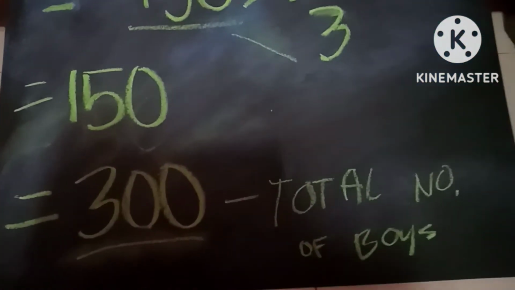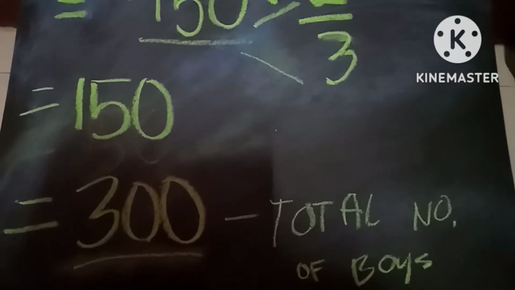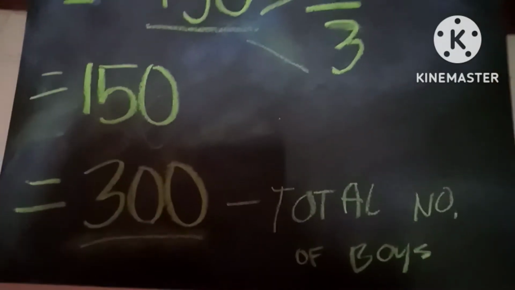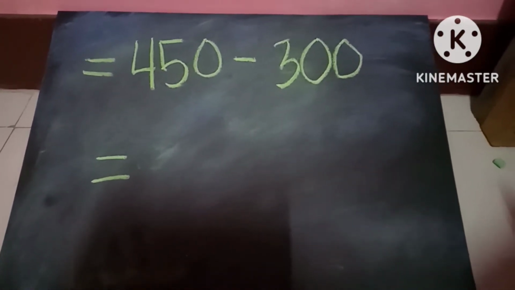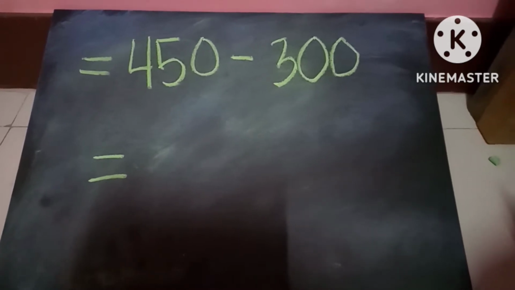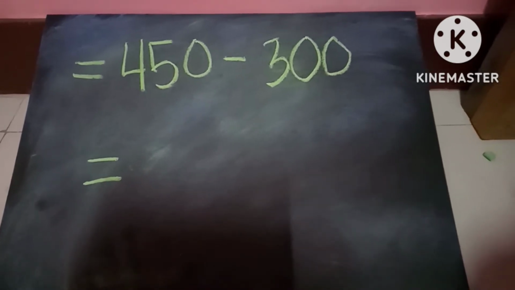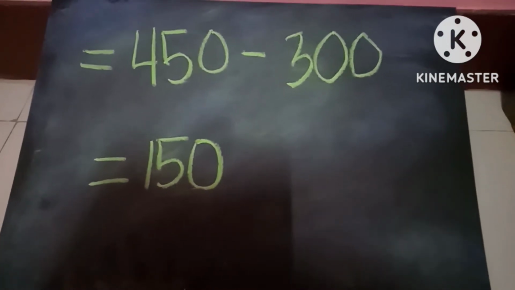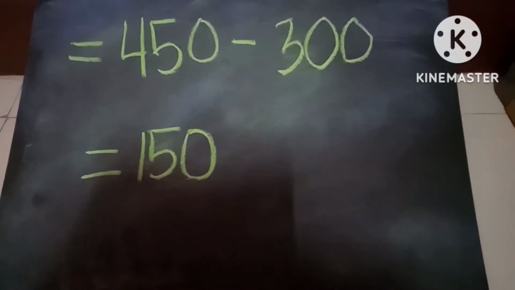Now, what is the 300? It is the total number of the boys in the school. Now, how do we get the total number of the girls, which is the main problem? To get the total number of the girls, we would just subtract the total number of the boys, which is 300, from the total number of the students, which is 450. By subtracting the two, we will get 150, which is the total number of the girls.